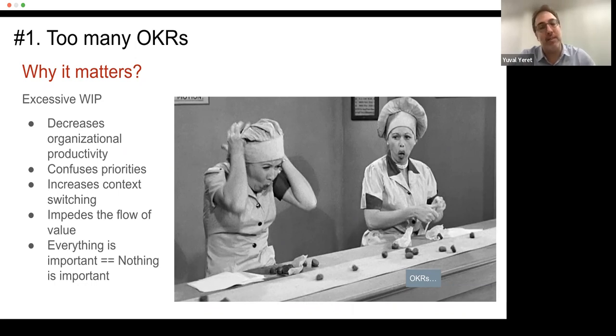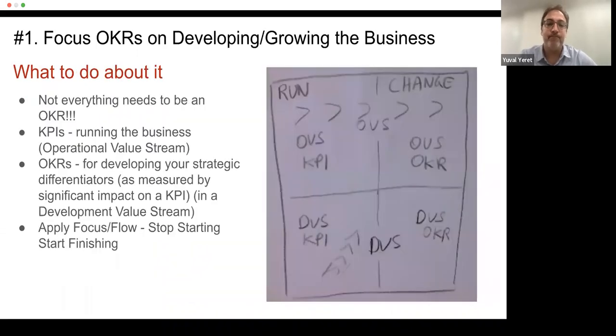And there are two problems that are hidden here. One is that generally the organization is doing too much, and that's a problem that we need to address with flow, with limiting the amount of work in process. The other problem is that we're not clear on how to use OKRs effectively. So I'll actually start with, if you are doing too many things in the organization, you need to start to apply focus and flow and start finishing rather than starting everything.